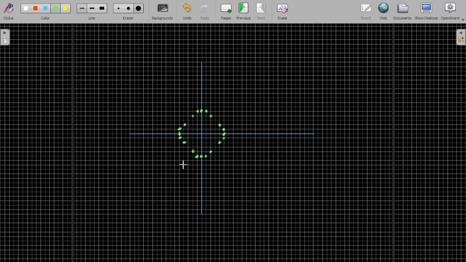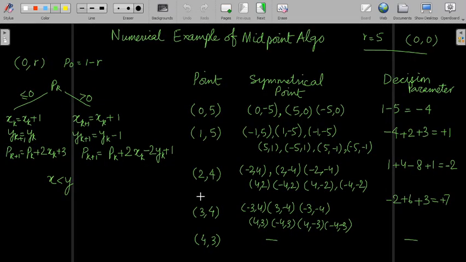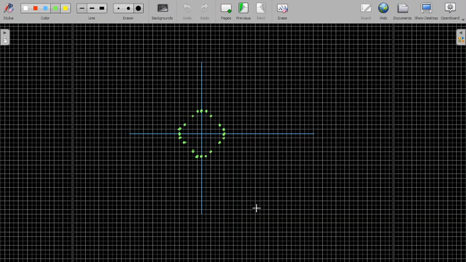We've got these points. Now in the next round we got another point which was 3, 4. So 3, 4 and its symmetrical points will be drawn here. So 1, 2, 3, 4. You will get a point at this location. And minus 3, 4 will get this point. And similarly, out of symmetry, we will have 3, minus 4 and minus 3, minus 4.